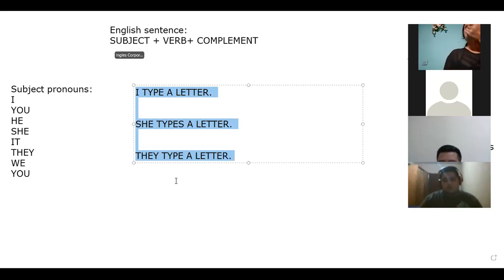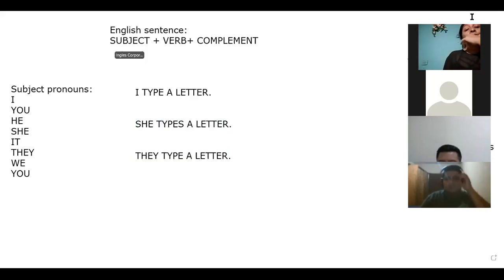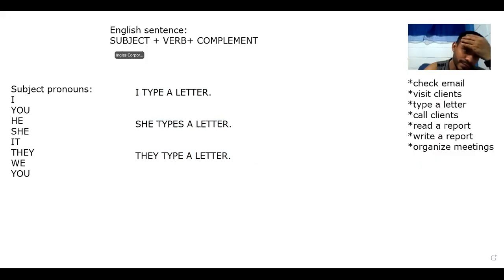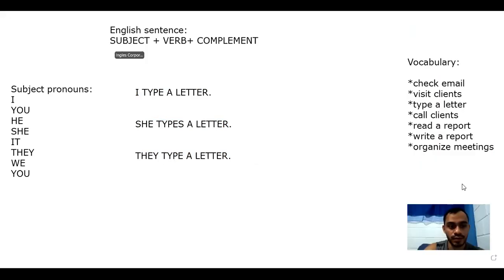Questions about this? Yes, this is like the simple present, right? Yes, simple present. Simple present, exactly. This is simple present, Ricardo Gabriel. That is totally right.